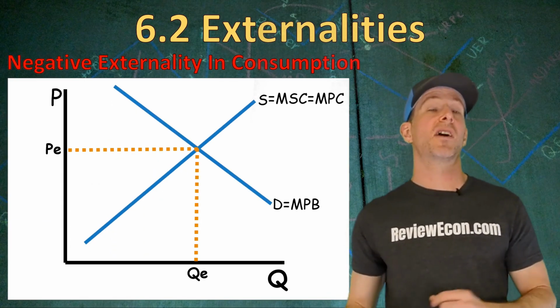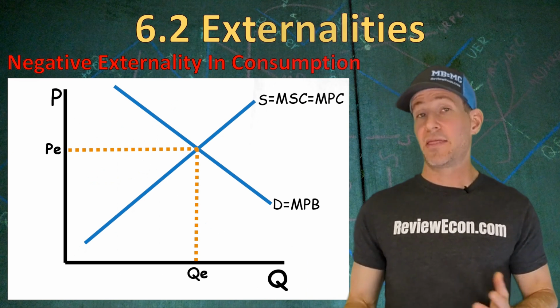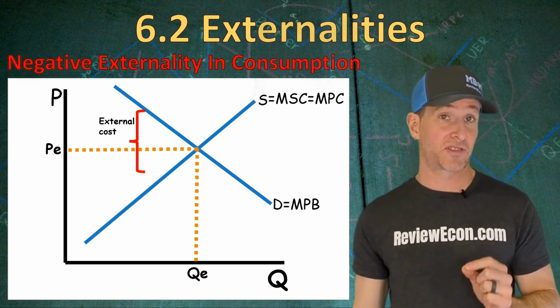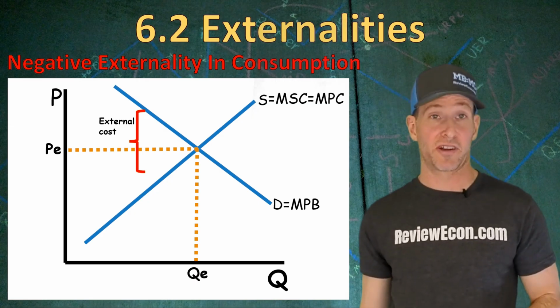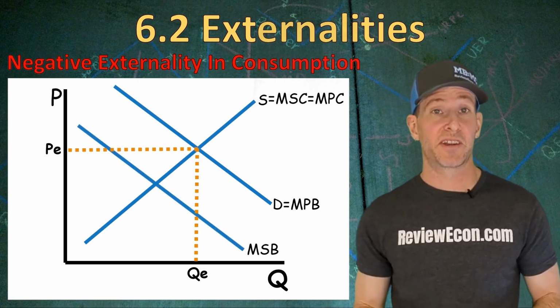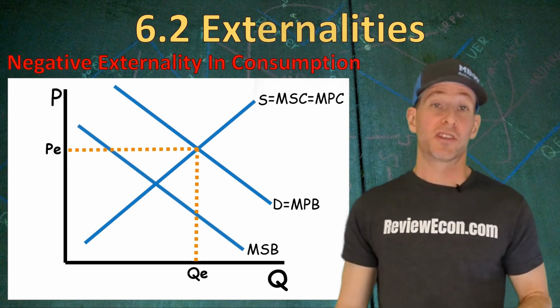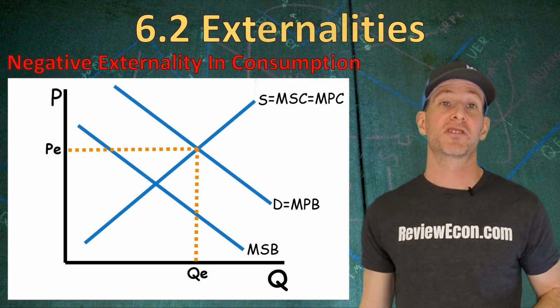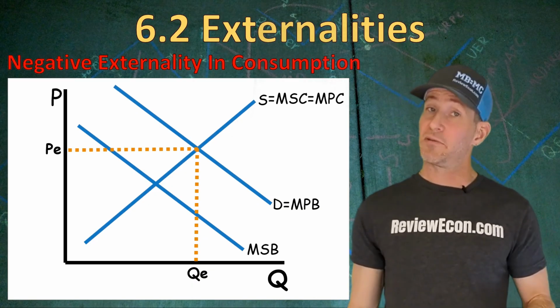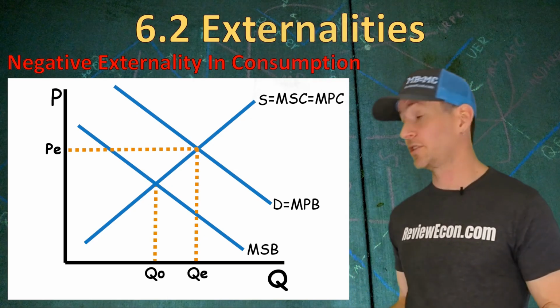You could also be asked to draw a negative externality in consumption, and then we will actually subtract the marginal external cost from the marginal private benefit curve, or the demand curve. When we do that, our marginal social benefit curve will be below the demand curve. QE will be our market quantity without any government intervention, but where marginal social benefit equals marginal social cost, we will find our socially optimal quantity, labeled QO there.